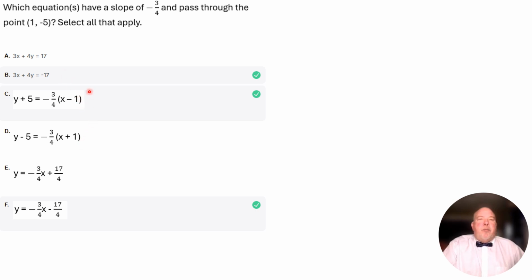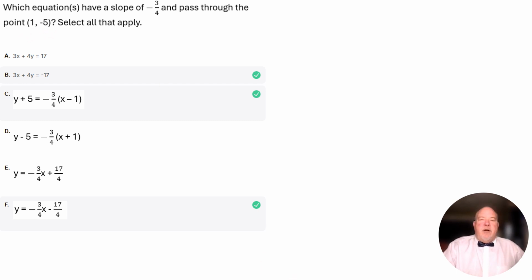C and D are in point slope form, which is useful because this -3/4 here is the slope, and then these two values here give you the point that it goes through. And we'll talk about how to figure out what that means exactly. E and F are in slope intercept form, so that's helpful because we can see that the slope is right here. It's -3/4. And then we'll figure out how to see if it goes through the point (1, -5).